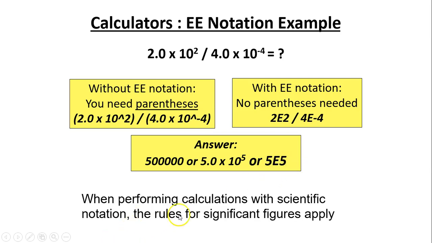Remember, when you write this, the answer should be 5.0 times 10 to the 5 because that is two significant figures. So when performing calculations with scientific notation, the rules for significant figures apply. Since you have 2 sig figs here and 2 sig figs here, the result should be 2 sig figs.